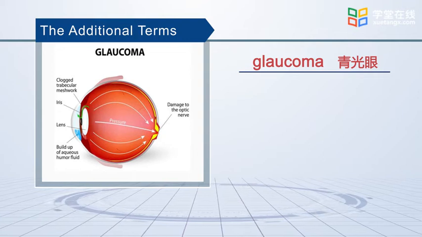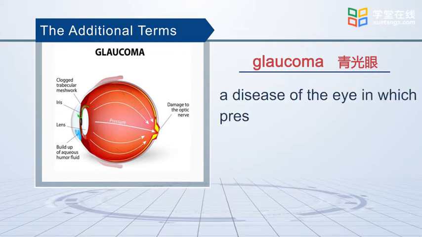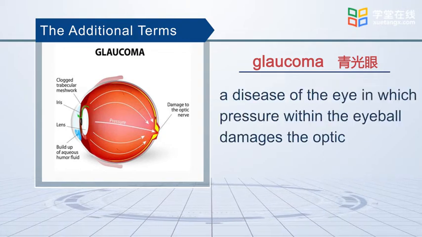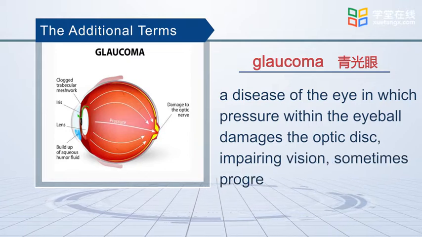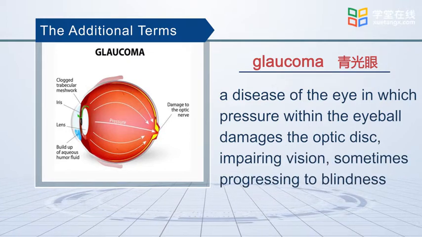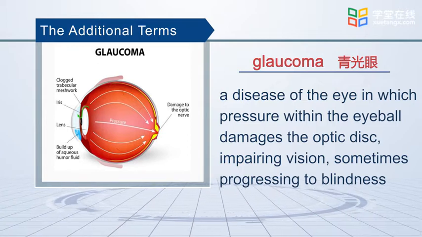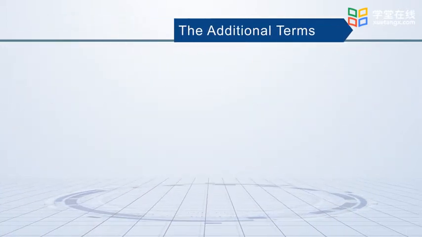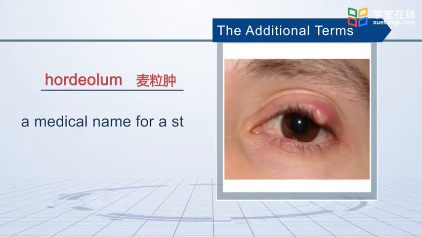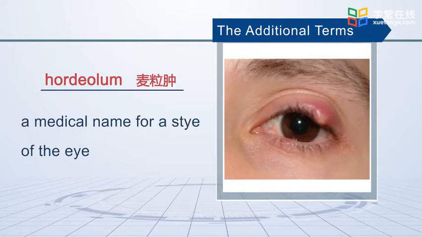Glaucoma. It is a disease of the eye in which pressure within the eyeball damages the optic disc, impairing vision, sometimes progressing to blindness. Rhodiola, a medical name for a stye of the eye.